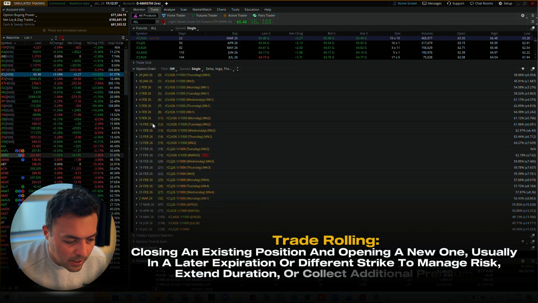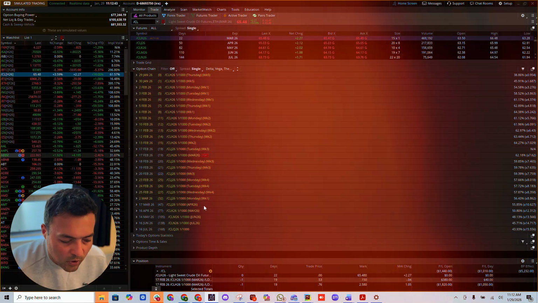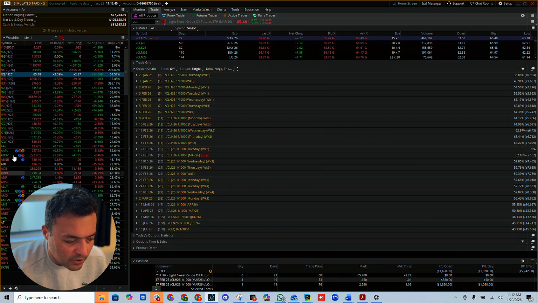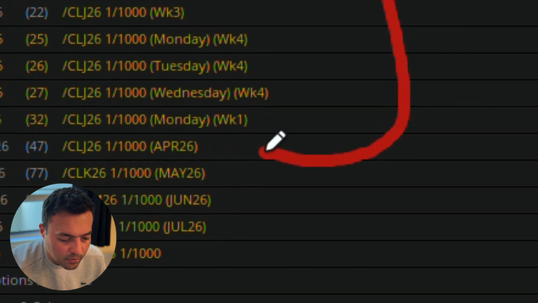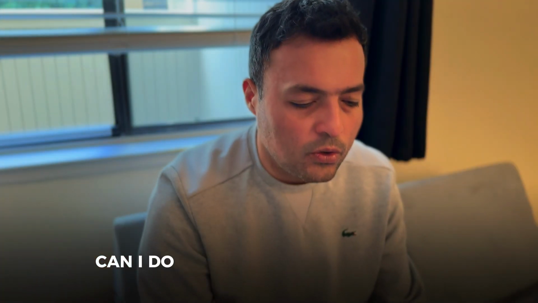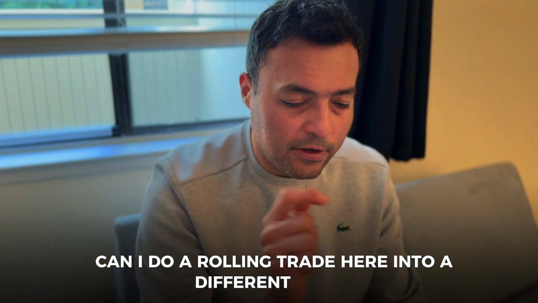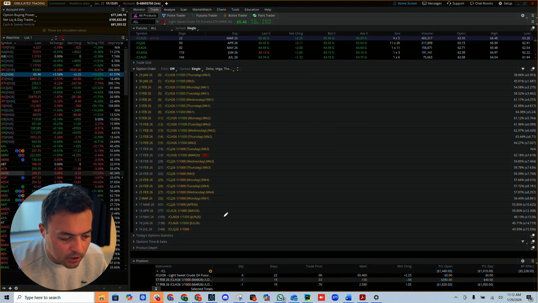The roll that we are thinking about is going from 19 days to expiration to this 47-day cycle, which will be underlying the April cycle. You can see that here. So CLJ26 right here, which means you are going from an H contract to a J contract, which means you cannot do it in one go. You cannot do a rolling trade here into a different cycle. You can only roll futures options into the same cycle.